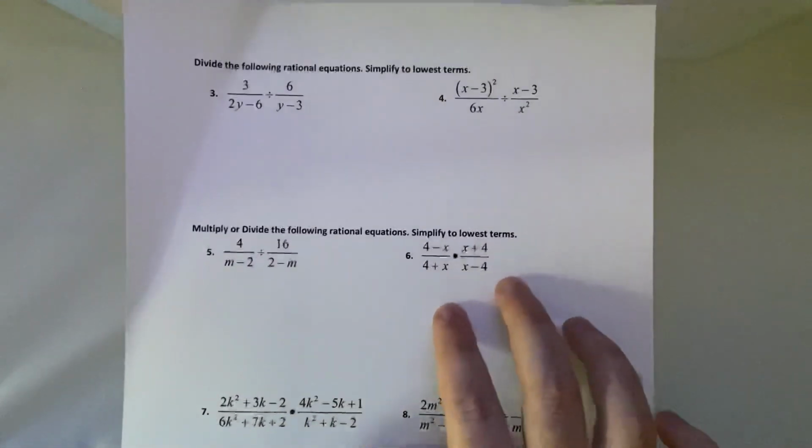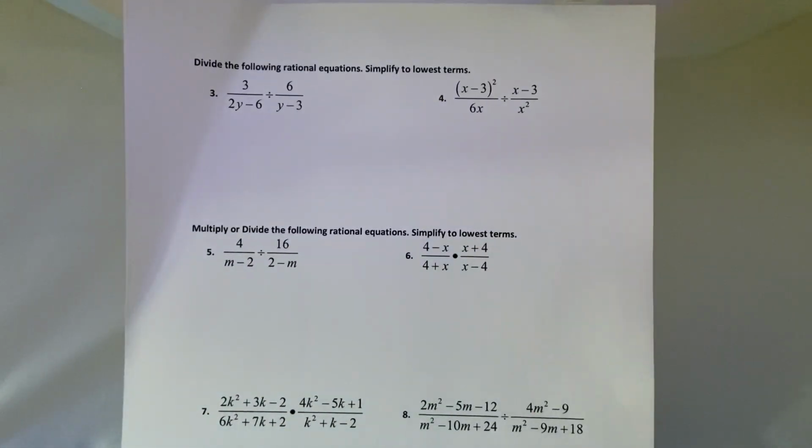Okay, what if it's not factored for us and we've got to do some work ourselves? 3 over 2y minus 6 divided by 6 over y minus 3.